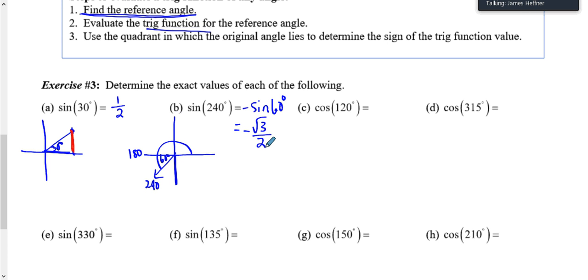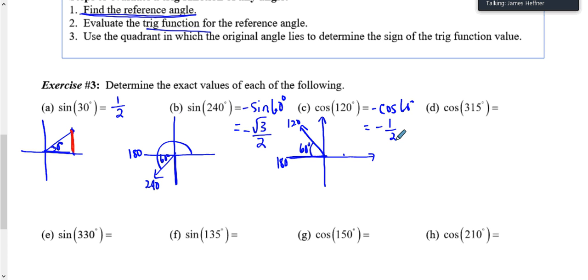Okay, let's try another one. Cosine of 120. Let's find the reference angle. So 120 is bigger than 90, less than 180. So it's probably out here somewhere. This is 120, and this is 180, so this angle is 60. That's our reference angle. And we're doing cosine, which is negative over here, because that's our cosine, and it's negative. So it'll be the negative cosine of 60. That'll be negative 1/2.